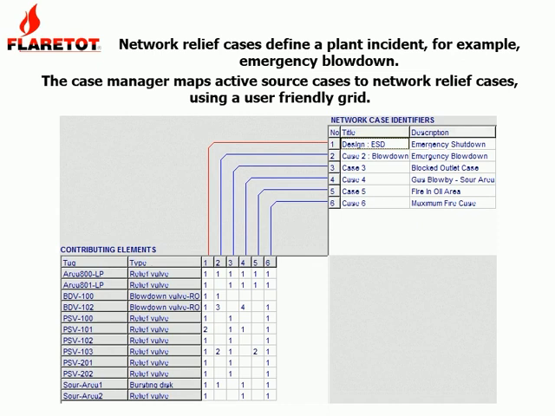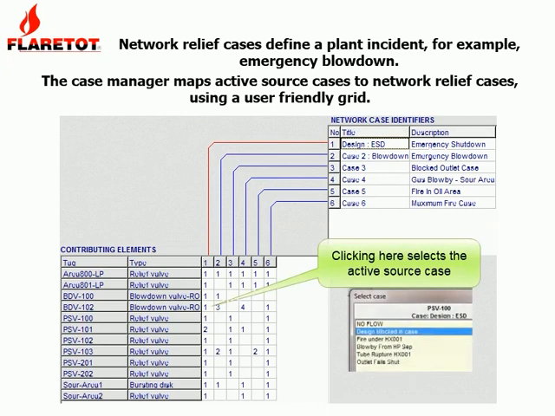The mapping is clearly displayed on the case grid. The map is easily changed by clicking on the intersection of the network case and the source. The active case is then selected from one of the source cases.